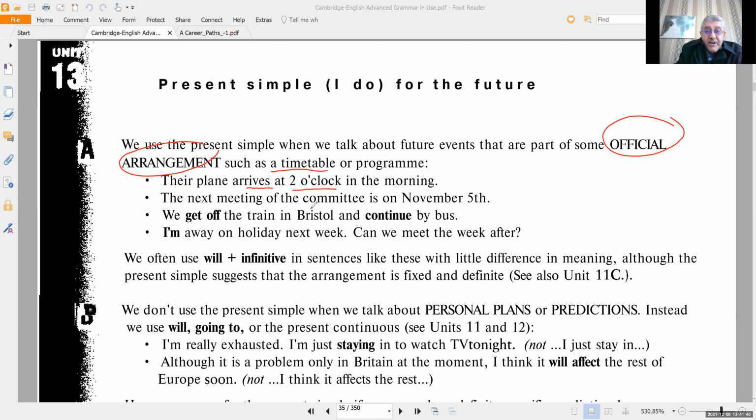The next meeting of the committee is on November 5th.